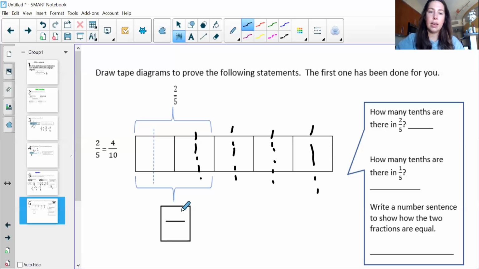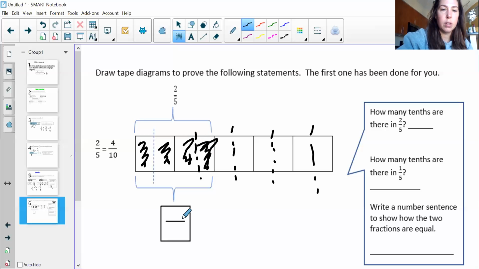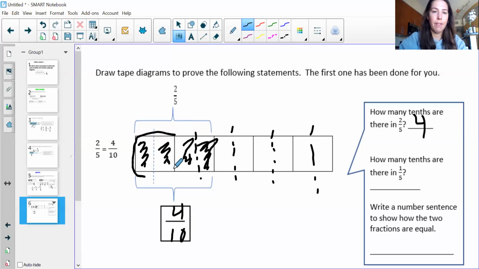And here I have, you've got to do some shading. Four of them are shaded. So this is equal to 4/10. How many tenths are there in 2/5? It's 4. How many tenths are there in 1/5? So if we look at just this 1/5, that's equal to 2/10.